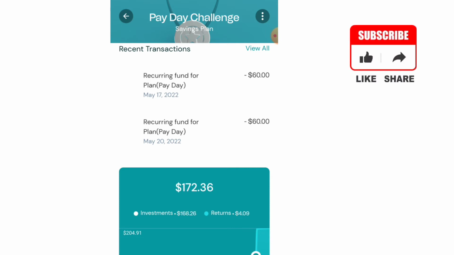Okay, now moving back, you can see your returns per time. When my money was at $172, this is my return. This is my return at $135 for $4. When I add $50, this is my return. So you can see your return per time.